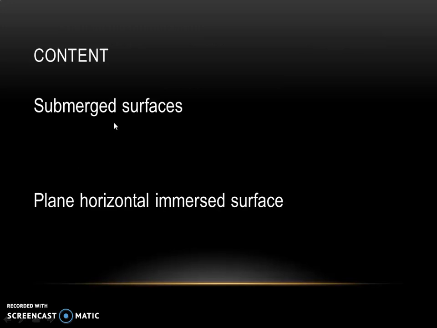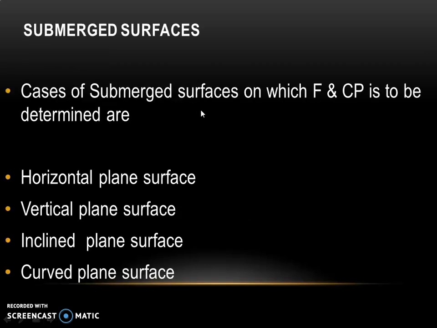In this presentation, we will find out which are the various submerged surfaces on which total pressure will be found out and how to find total pressure for a plane horizontal immersed surface. There are various submerged surfaces on which total pressure F and center of pressure Cp are to be determined. Those surfaces are: first, horizontal plane surface, next vertical plane surface, inclined plane surface and curved plane surface.